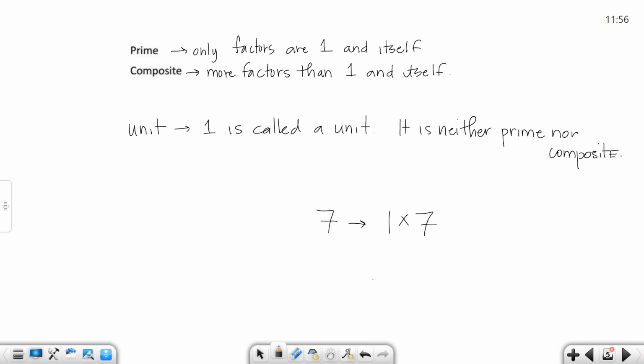Composite means it has other numbers other than 1 and itself. For example, the number 9, let me write this for a second, put that in your notes. The number 9 is called a composite number.